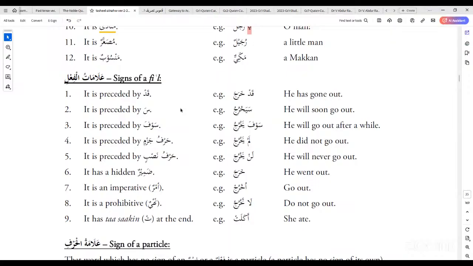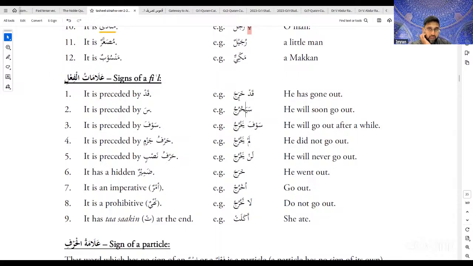Number one, it is preceded by qad. Give the examples. Qad kharaja. He has gone out. For example, there's other verses of the Quran. Qad aflaha man tazakkaha. And there's also qad aflahal mu'minun. Whenever qad comes, it immediately will make you understand that whatever comes after it is a verb, not a noun. Qad is one of those particles that only precedes a verb.